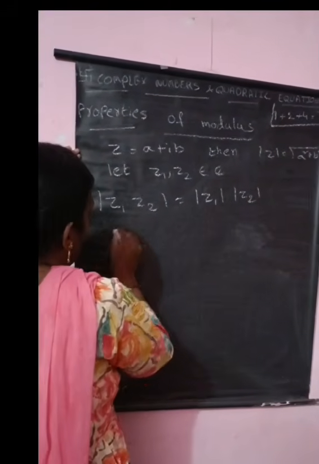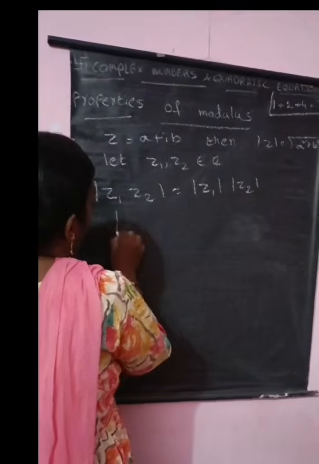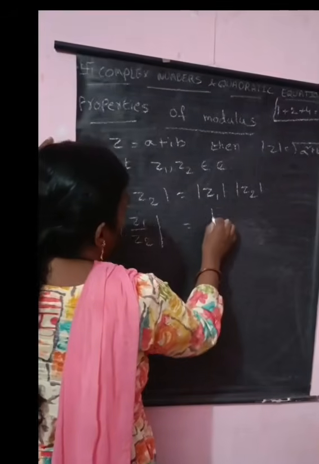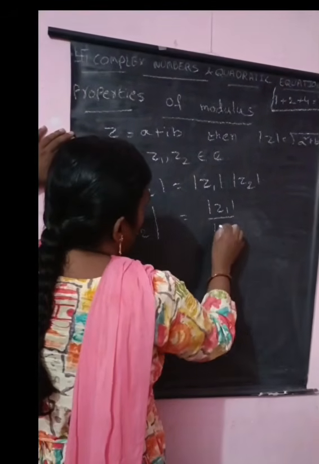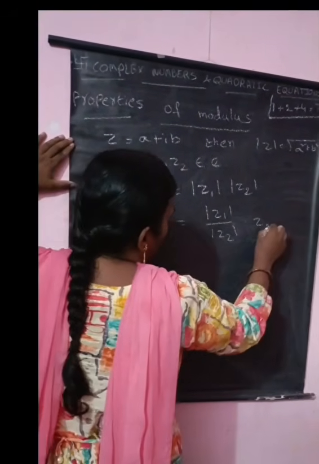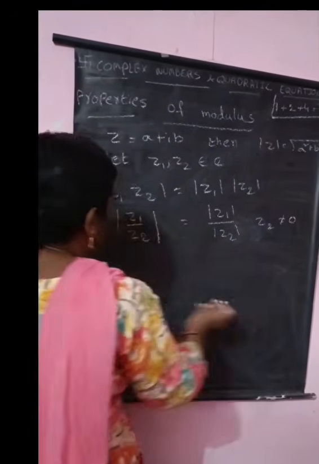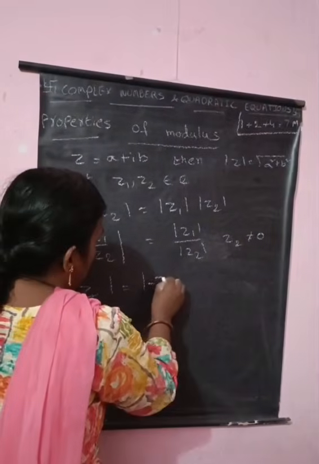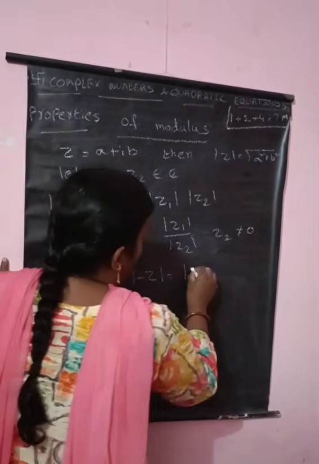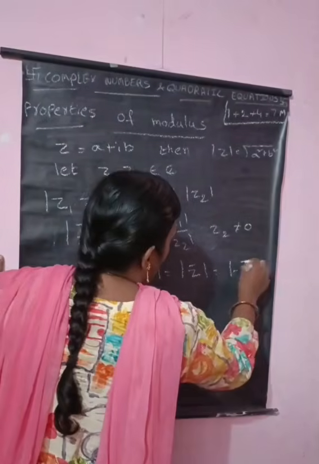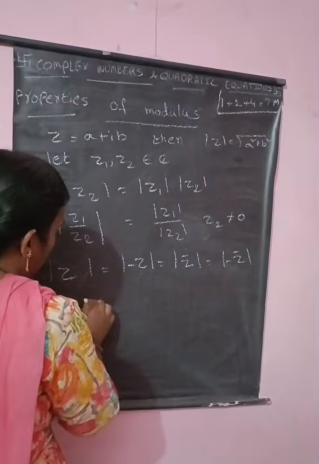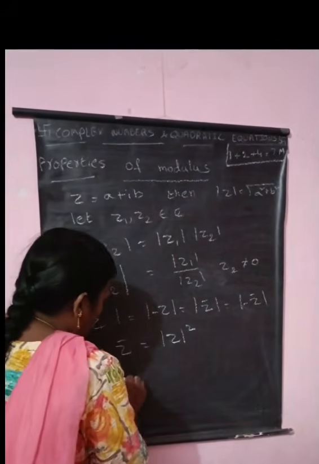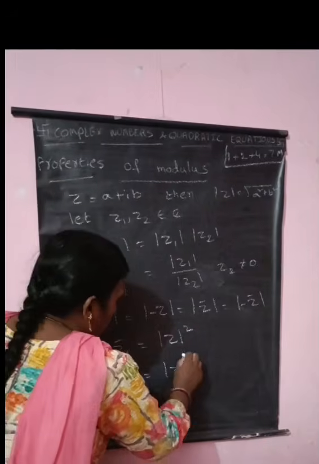And mod of z1 by z2 equals modulus of z1 by modulus of z2. Here z2 is not equal to 0. And then mod z equals mod of minus z equals mod of z conjugate equals modulus of minus z conjugate. And z times z bar equals mod z squared. And mod of z power n equals mod z whole power n. Please note.